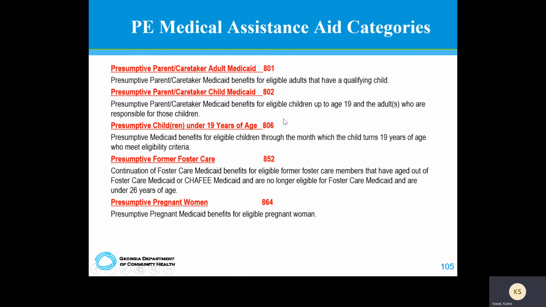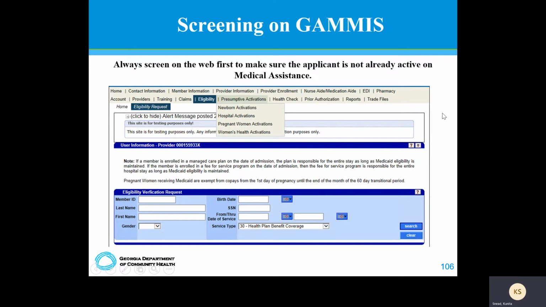And then your children under 19 is 806, the former foster care is 852, and your presumptive women is 864. So now we're going to look at the screenshots of how to screen an individual in GAMIS, and then how to enter that approval into GAMIS, and also the denied person if you can.